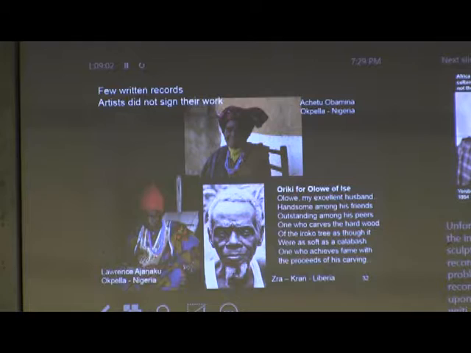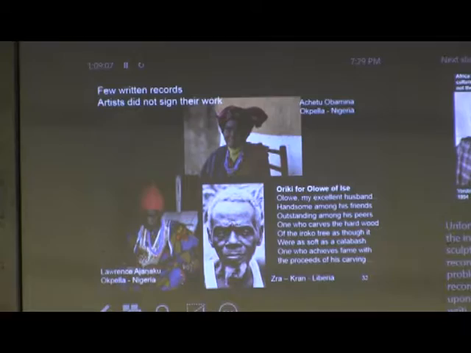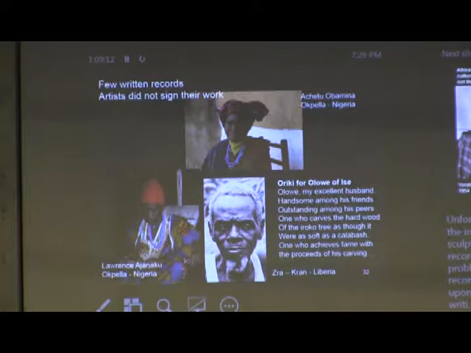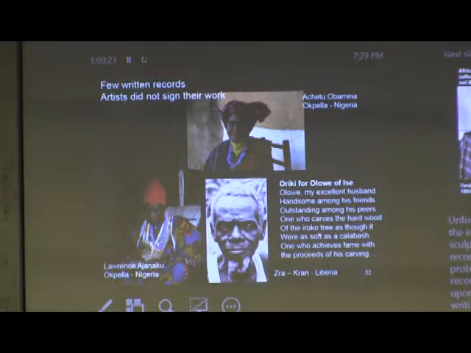But you do have lots of oral records. This was a praise song for a great late 19th century, early 20th century carver, sung by the wife of the artist, about what an outstanding carver he was. He carved the hard wood as though it were as soft as a calabash or a gourd, because he was that skilled. He made it seem easy, and so on. So praising his skill, and so on.